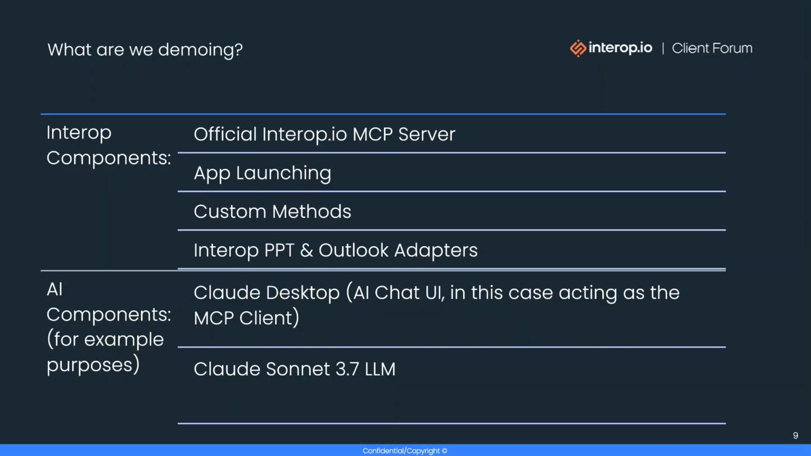On the AI side, these are for example purposes only. We're using Claude Desktop as our AI chat UI, acting as the MCP client, and it's using Claude Sonnet 3.7 as the LLM. As we mentioned, the MCP Standard will actually allow you to mix and match or pick your own AI systems to use, but in this case, these are the ones that we've been leveraging and are comfortable with. So you're going to see a dynamic workflow, where as a user, I'm using AI and Interop and my applications to execute my decisions and to do my job. So let's go ahead and dive in.